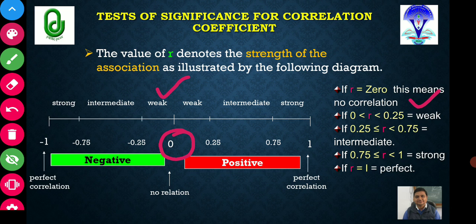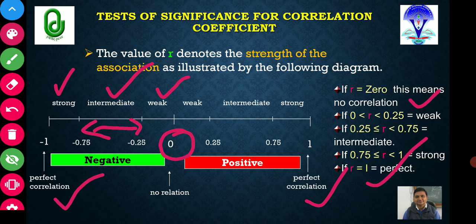If it is more than 0.25 but less than 0.75, that means this region, this is known as intermediate correlation. And if it is more than 0.75, then it is strong correlation, and this is applicable on both the negative side and the positive side. If it is -1, then it is perfect negative correlation. If it is +1, it is called perfect positive correlation. You may see some questions on this in your objective examination.